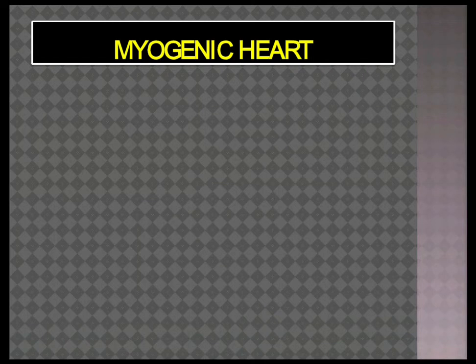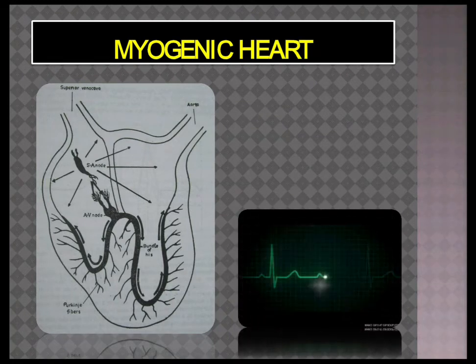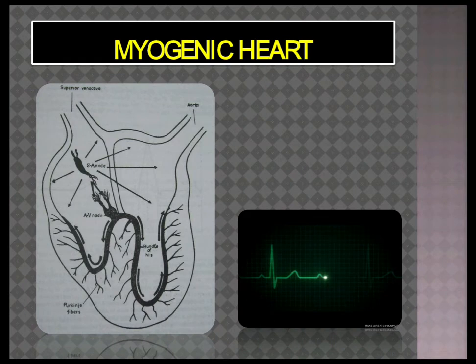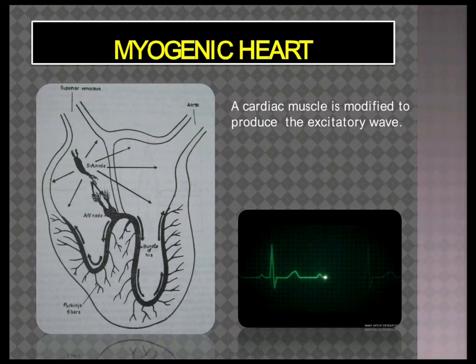Now, on the other side, if I take the myogenic heart into account, we have a typical heart like this. That is a mammalian heart. You can draw a mammalian heart. And here we have got 4 chambers. These are not tube-like, first of all. Then if I take the case of the pacemaking system, a cardiac muscle is modified to produce the excitatory wave. Now this is a very, very important point.